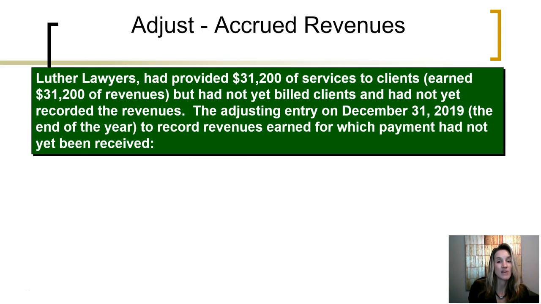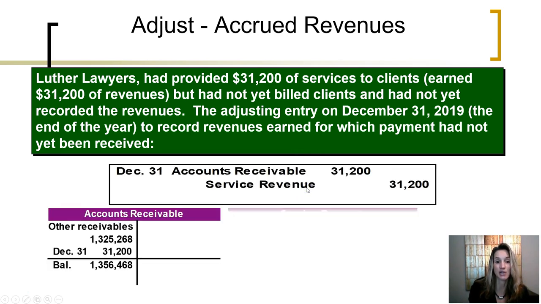An example of an accrued revenue, or revenue that has been earned but not yet recorded, is from this Luther Lawyers. This law firm had provided $31,200 of services to clients. Thus, if they provided the services, they have earned the revenues. But those revenues had not been recorded because they had not yet billed the clients. So on December 31st of 2019, an adjusting entry would need to be made to record revenues earned for which payment has not yet been received.